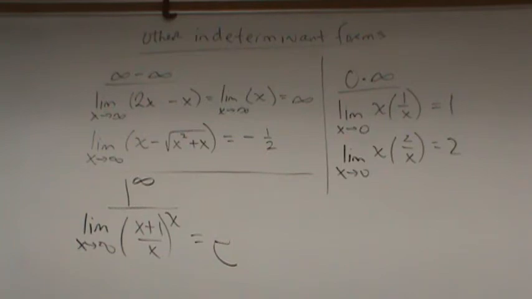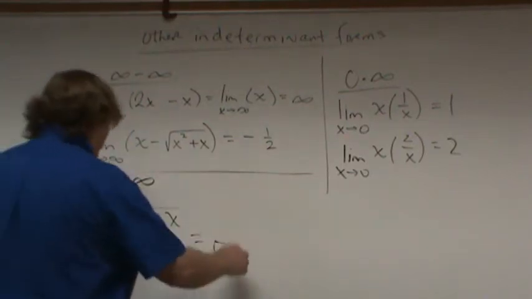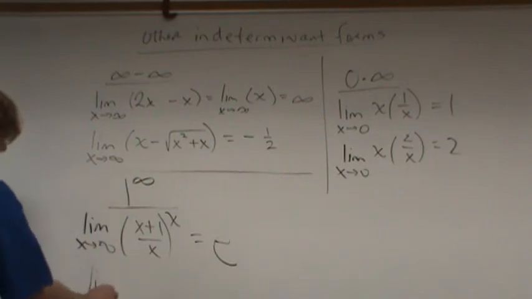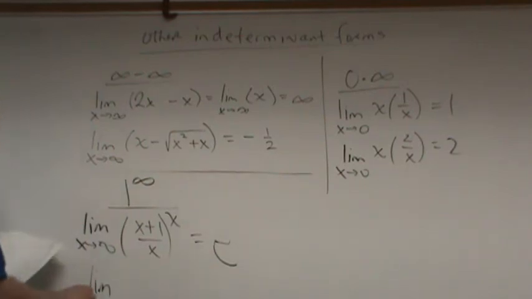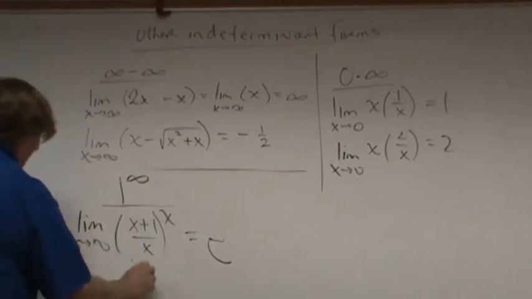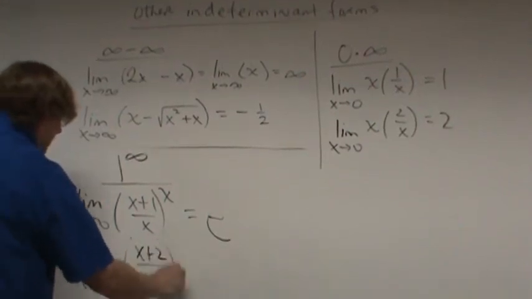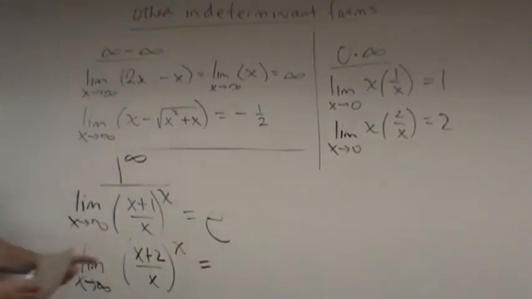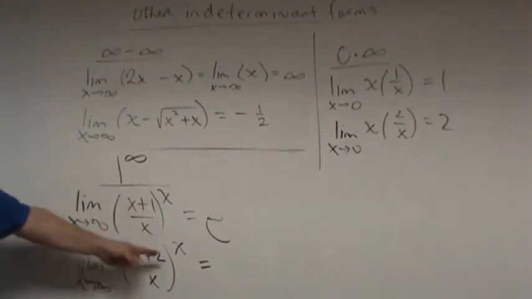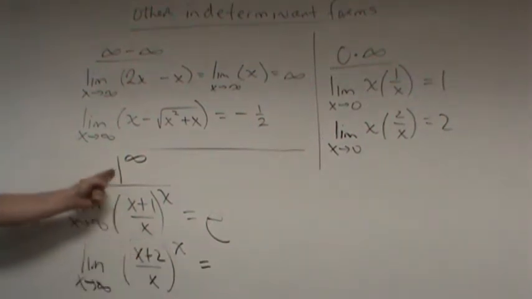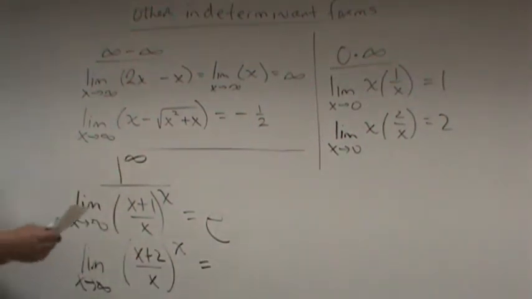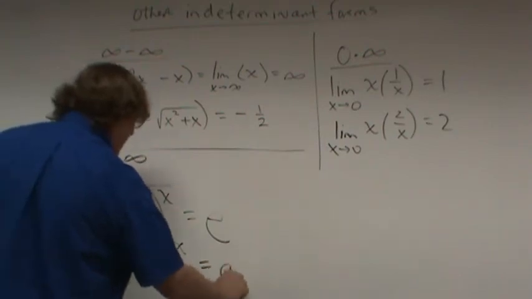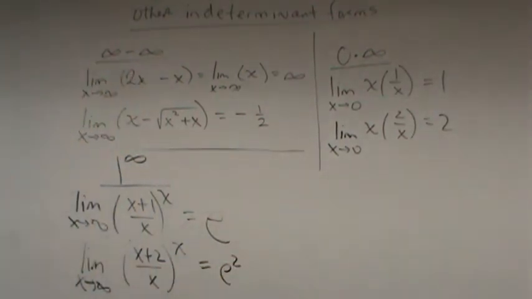I don't know what E is. 2.7 is as much as I've got. And of course, if I gave you this, the limit as x approaches infinity of (x plus 2 over x) to the x power. Do you agree that this is still 1, and this is still infinity, and this is still 1 to the infinity power? You know what this ends up being? E squared. And you would get that by plugging in your calculator.